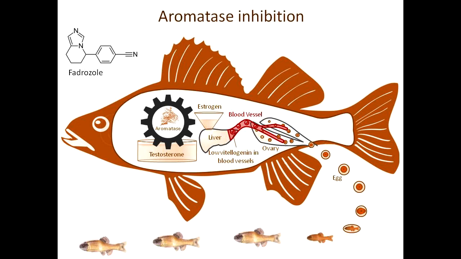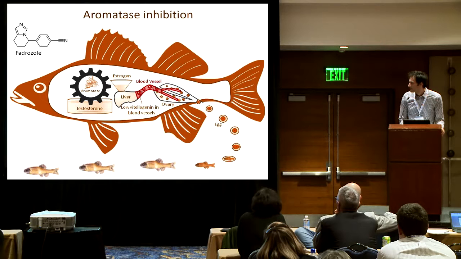What happens if we have a chemical like fadrozole, which interacts with the aromatase inhibition process? Basically, it slows down the conversion. We have less estrogen. Then this estrogen doesn't activate the vitellogenin production, and we have less fish.